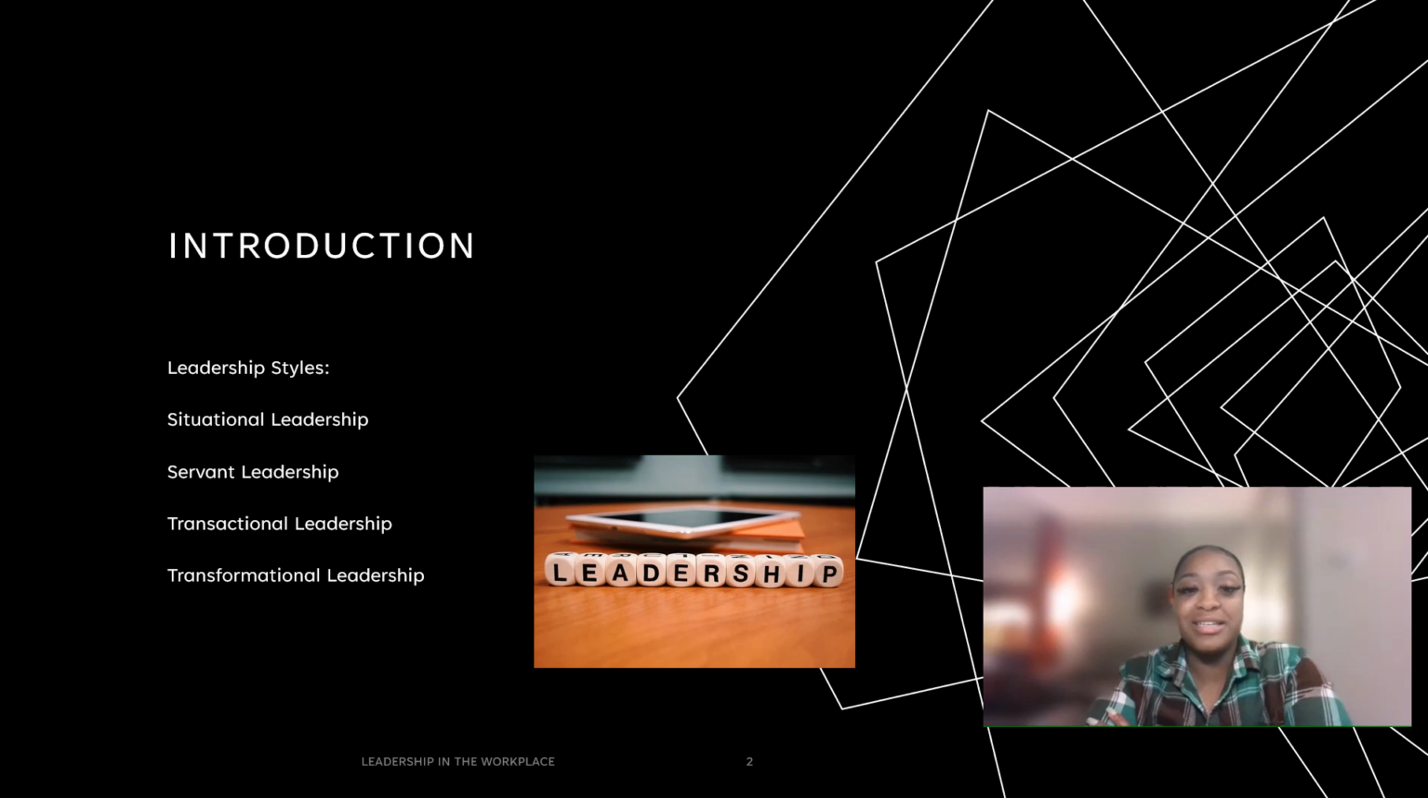Today, we will be discussing a series of 4 different leadership styles that ultimately will define and help determine why the transactional leadership style is most appropriate for the healthcare system. Those leadership styles are situational leadership, servant leadership, transactional leadership, and transformational leadership.